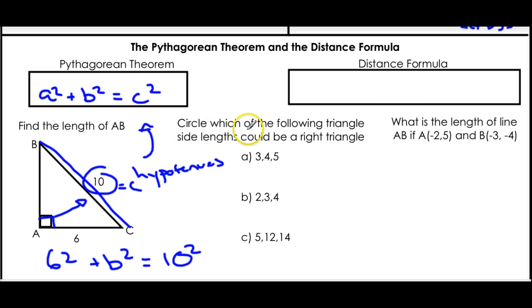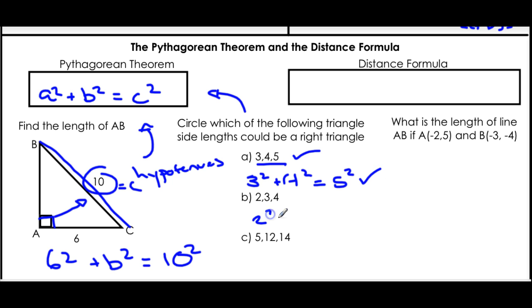Furthermore, this is a question that you might see on the Regents. Circle which of the following triangle side lengths could be a right triangle. How do we do that? All you have to do is plug these numbers into the Pythagorean theorem and see if it's true. So 3 squared plus 4 squared equals 5 squared. We're just plugging these into the Pythagorean theorem. If the calculator says true, then it's possible. If it says false, then it's not possible. So if you put this in, you should get true.